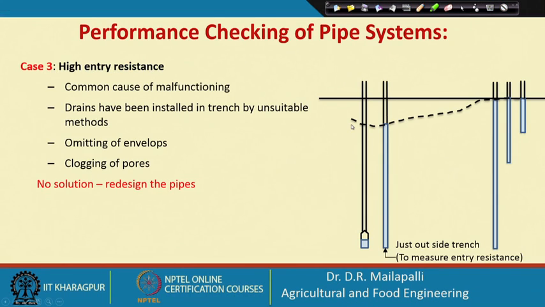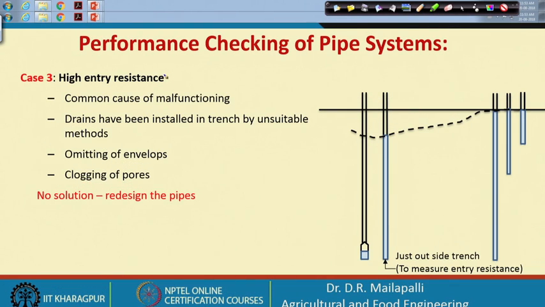Okay. So, the next case is high entry resistance. Here, at this point we are expecting the envelope. Water is present outside the envelope, a lot of water is accumulating here, which is not entering the envelope and the pipe. That is really causing the high entry resistance here.